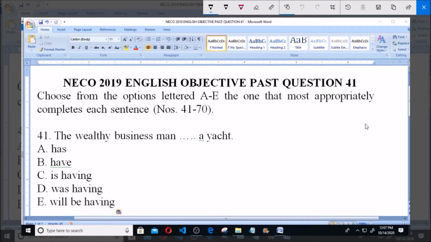2019 English objective past question. Question number 41. The instruction here says choose from the options lettered A to E the one that is most appropriately complete each sentence. And we are using this instruction to answer question number 41 to 70.